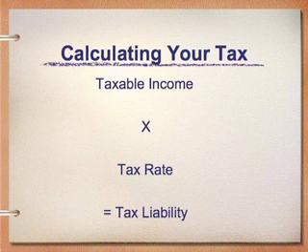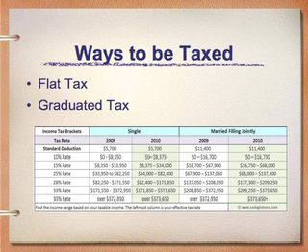So after you've taken your gross income and used all your deductions and exemptions, then you'll come up with what's called your taxable income. After you have your taxable income, in order to calculate how much tax liability you have to the government, you multiply your taxable income times your tax rate. Okay, and there's also different ways that the government can tax your income.